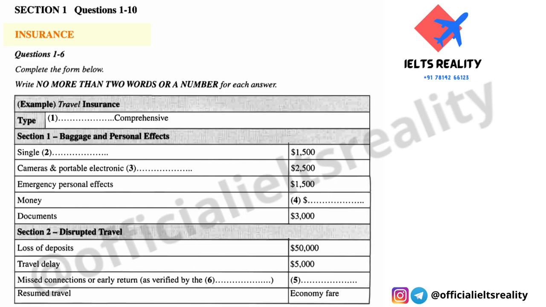For instance, in Section 1, Baggage and Personal Effects, you can be insured for all 5 subsections or for as few as 2. I think I'd like insurance for all 5 since I'm going to some unsafe places. Wise decision. By the way, can a camera be counted as a single item, or must it be included in cameras and portable electronic equipment? If you have an expensive camera, you can nominate it as a single item. Our maximum payout is $1,500.